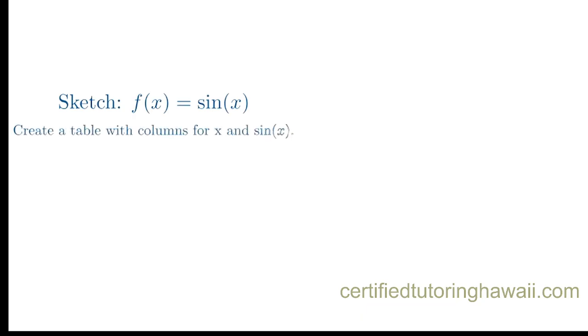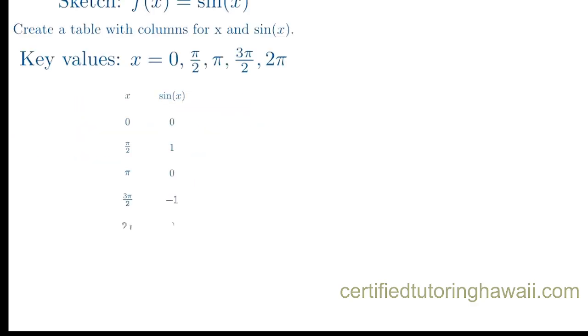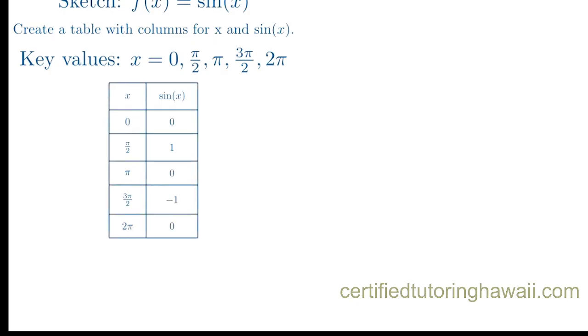We'll include the quadrantal angles 0, pi over 2, pi, 3 pi over 2, and 2 pi. From our previous construction, we know these values. At x equals 0, sine is 0. At pi over 2, sine is 1. At pi, sine is 0. At 3 pi over 2, sine is -1. And at 2 pi, sine is 0 again. Remember, sine represents the y-coordinate of the point on the unit circle.